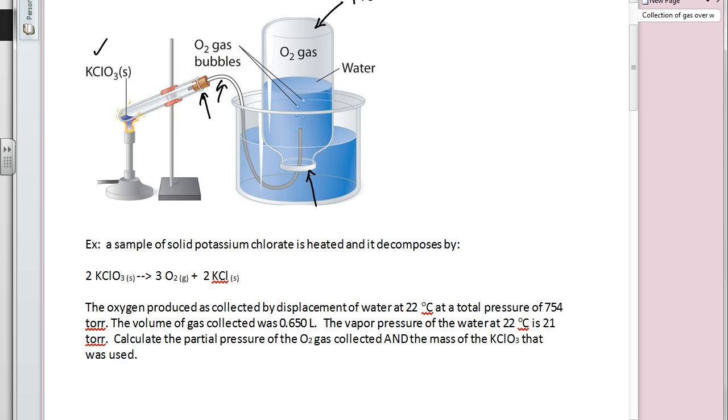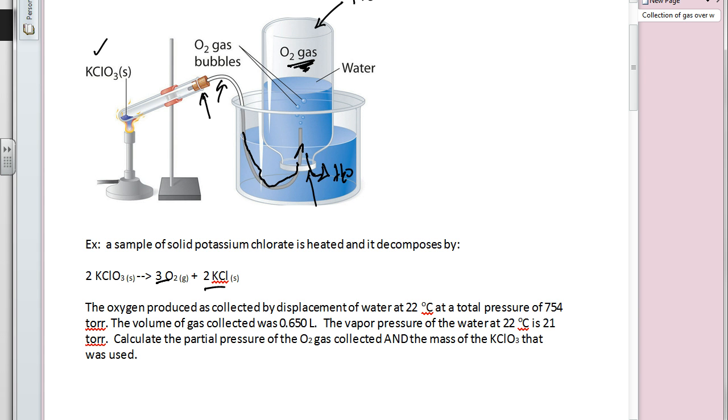decomposing. Down here we have a reaction. It's going to decompose into oxygen gas plus KCl, potassium chloride. The oxygen gas is going to be pushed down through this tube, and it'll start bubbling up in here. As it bubbles up and the oxygen gas starts to build up, it's going to push the water out and basically displace the water.